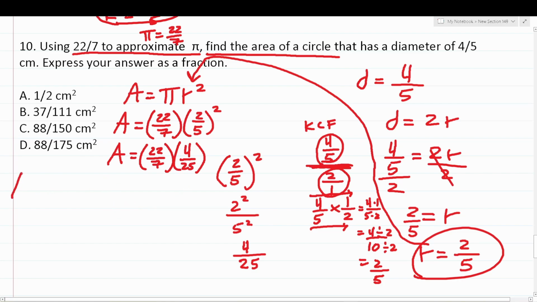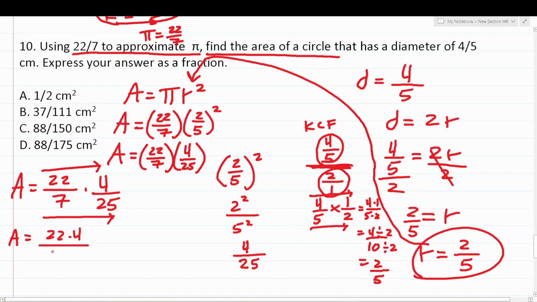And let me go ahead and clean that up over here. We have 22 over 7 times 4 over 25. That is to say, we're multiplying two fractions now. And when you multiply two fractions, you just multiply straight across. In other words, this becomes 22 times 4 over 7 times 25. Now, if you can't do this math mentally, you can always do it off to the side. Again, 22 times 4, we can write like that. 2 times 4 is 8. 2 times 4 is 8. So this is 88.